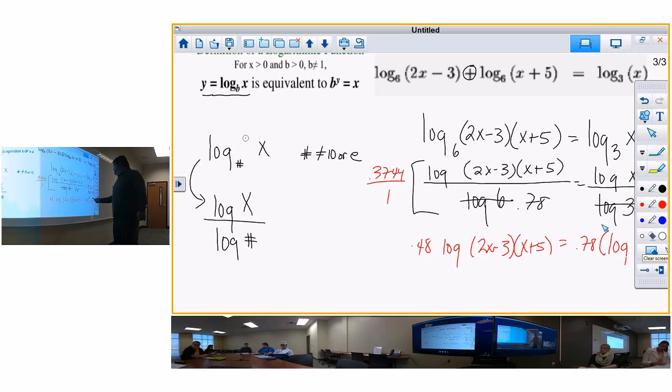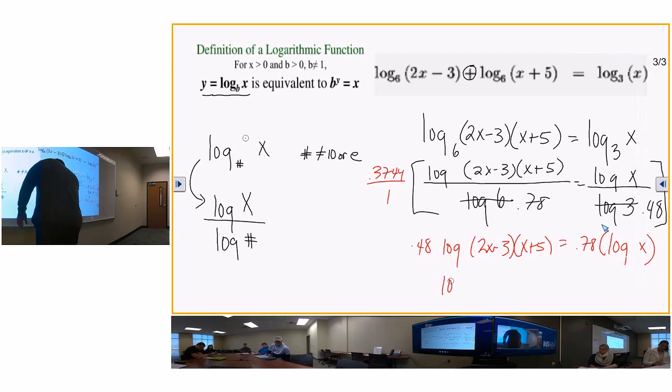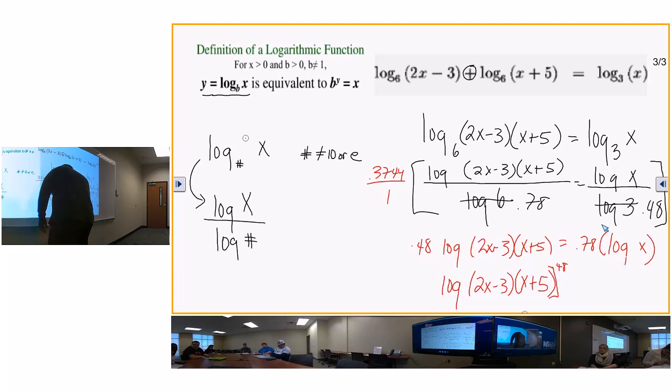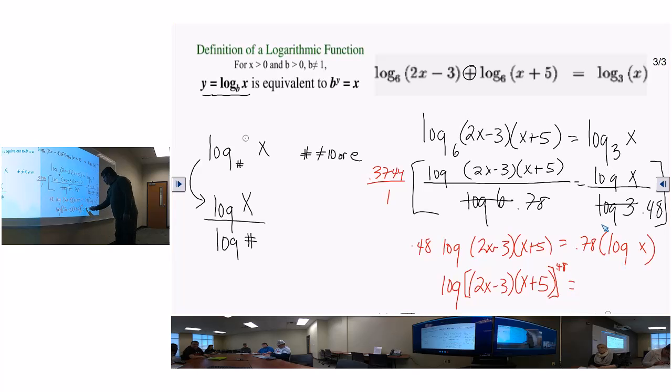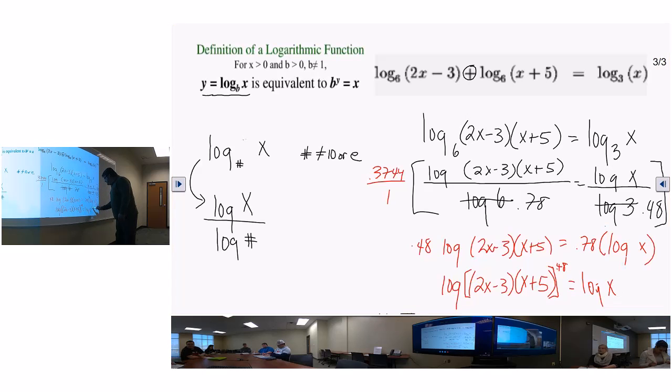So that's going to be log. I'm just going to go to this point and we're going to stop because I'm trying to get you to see something. Log of 2x minus 3 times x plus 5 raised to the 0.48 power. That whole thing is raised to the 0.48 power, which is going to be a cluster, equals log of x to the 0.78 power.